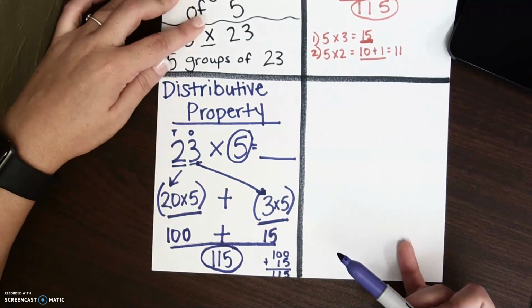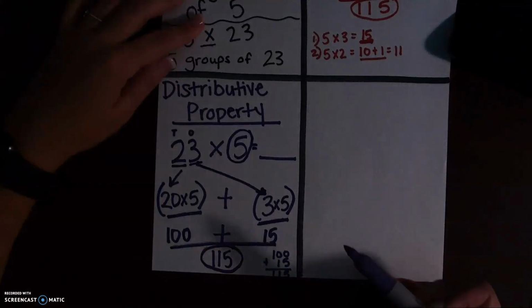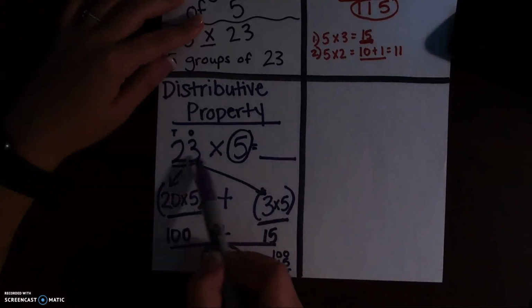Okay? So just to go back through the distributive property one more time, you take your bigger number.